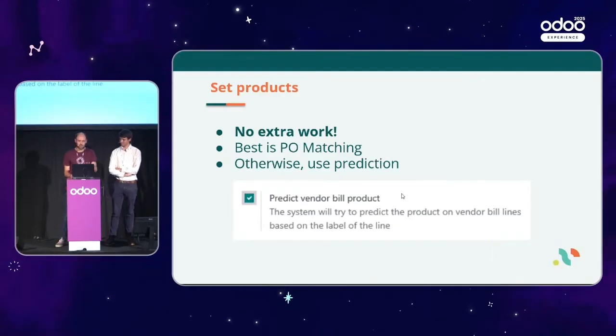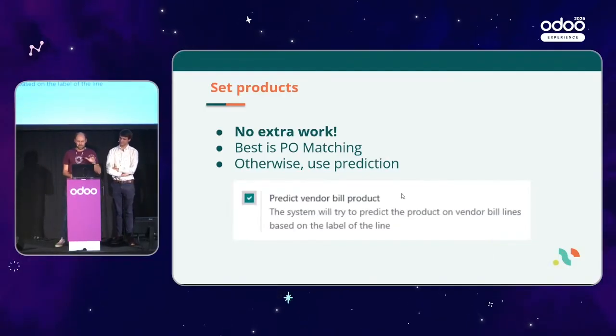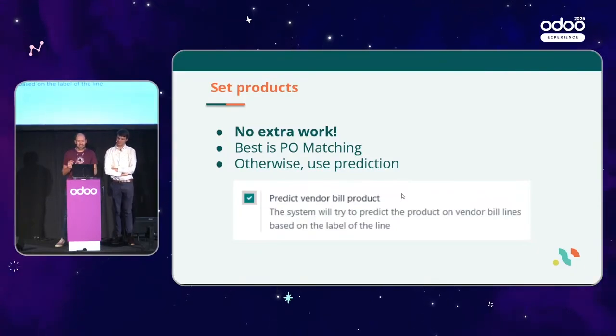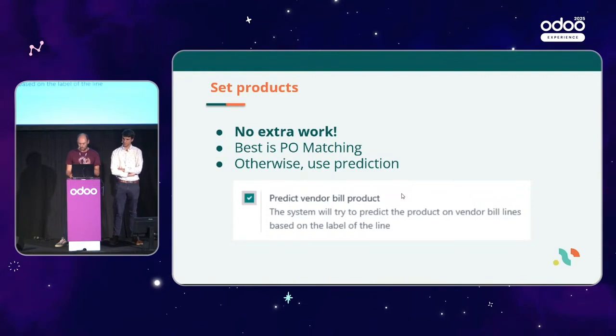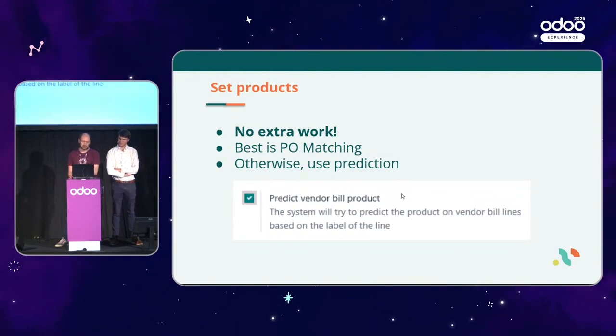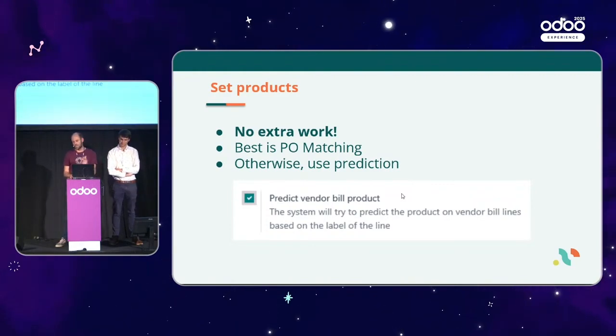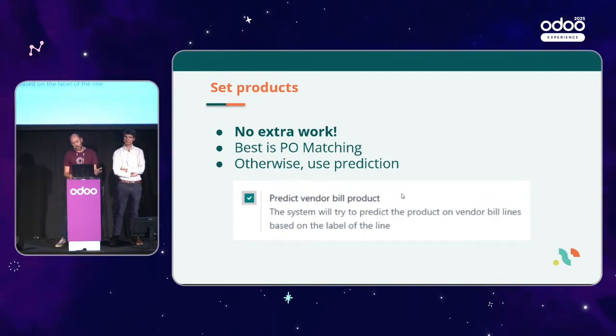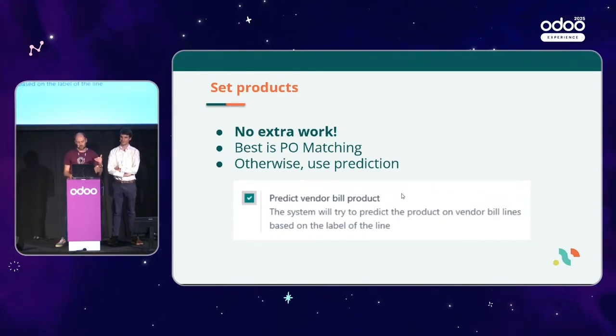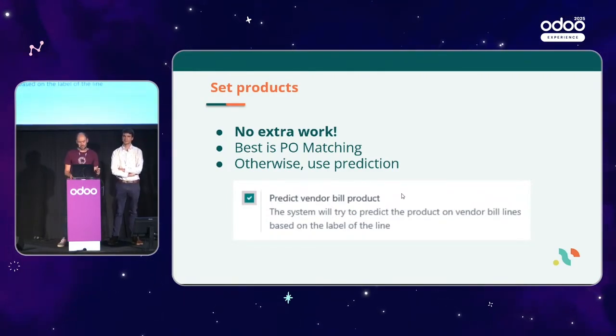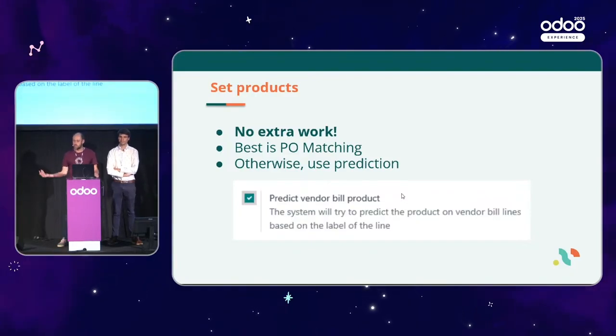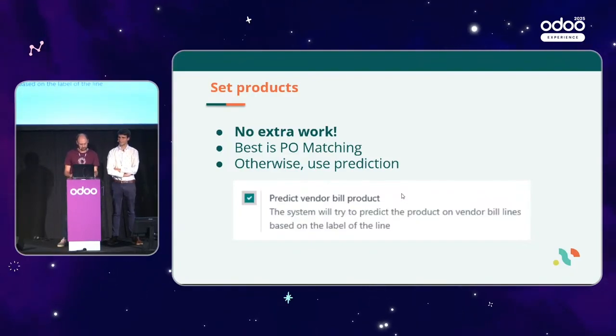Just to conclude about that, setting products to do this computation doesn't require any extra work. It's only following the standard accounting processes with the PO matching. Otherwise, we still have the product prediction in case a purchase module is not used in the company.